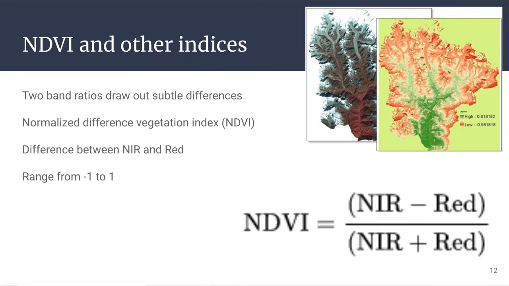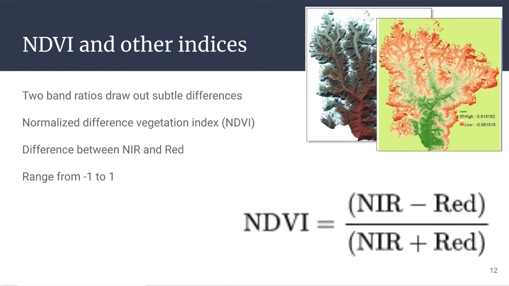So I'll show an example on the next slide, which will illustrate this with actual numbers and help make a little more sense of this. But what you end up with are numbers that range from -1 to 1 instead of whatever that digital number or brightness value was previously for each of those pixels with each of those bands.